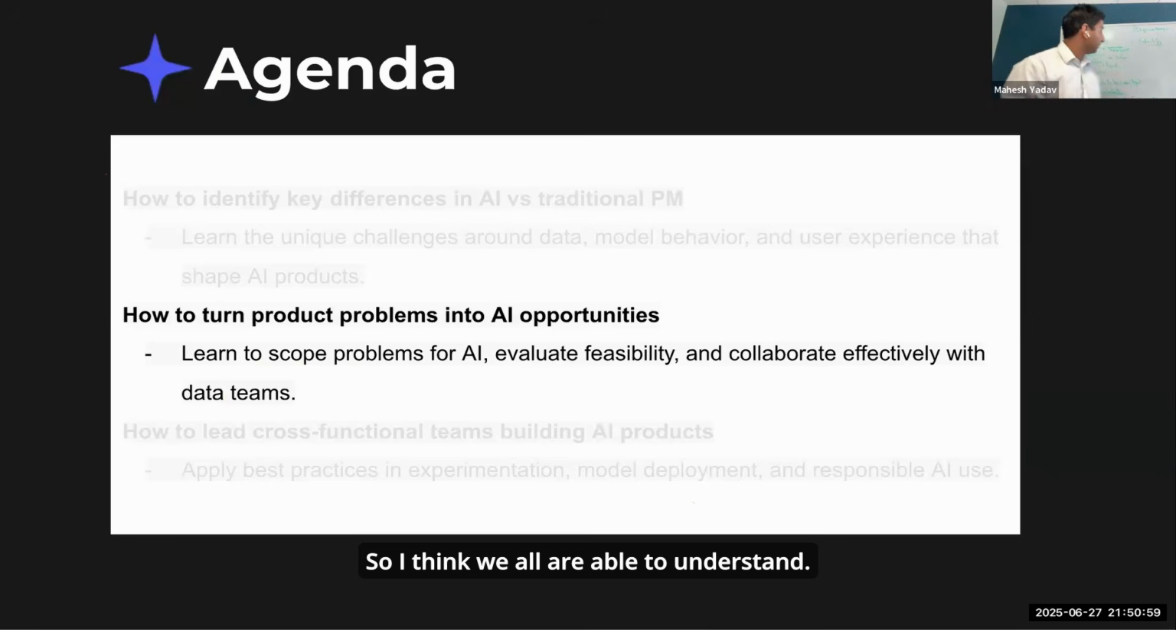So I think we all are able to understand. We did the basic framework of what AIPM 101 is.